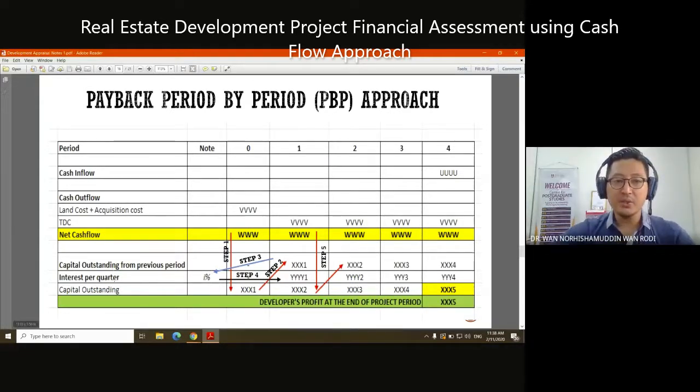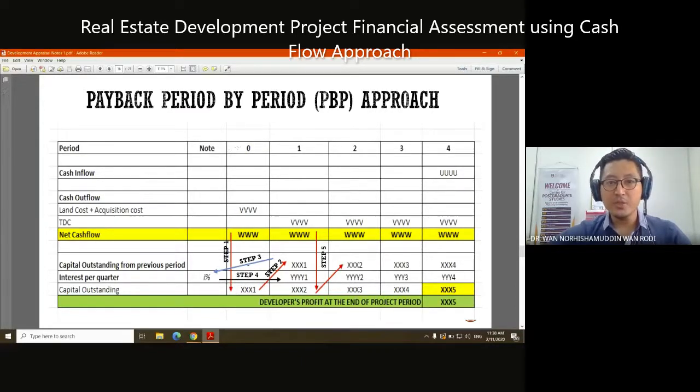And then last but not least, you need to calculate the capital outstanding, or the accumulated debt, for each period. The steps you need to follow: first, you estimate the net cash flow. We refer to period 0. You calculate the net cash flow for period 0. Because period 0 doesn't have any capital outstanding from the previous period, you just put nil or dash. Period 0 also does not have any interest, so you put a dash. Then you bring the net cash flow into the capital outstanding cell.